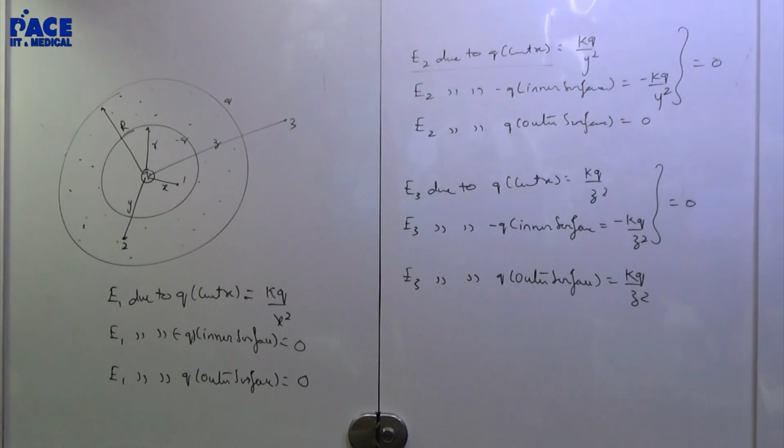Sir, firstly you placed Q inside the cavity and due to induction the charge minus Q was distributed on the inner surface of cavity and plus Q was distributed outside the whole sphere. Perfect. Is it right? Okay sir.